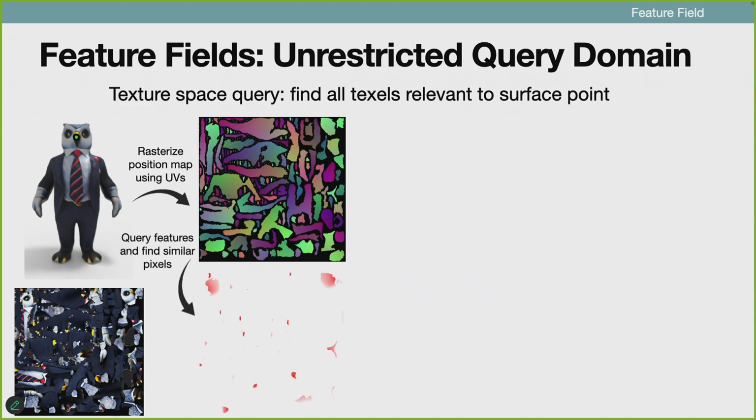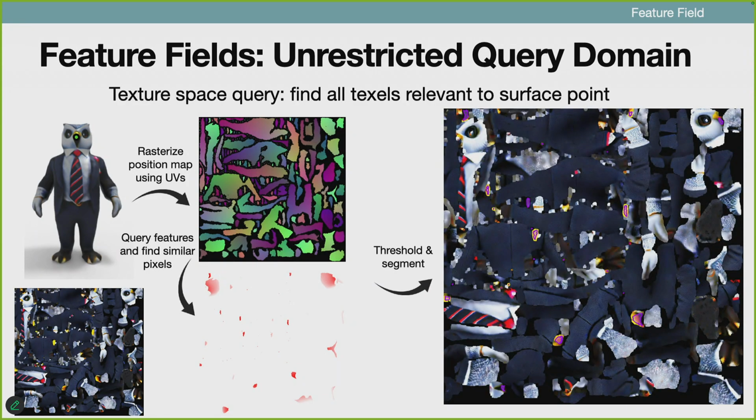Query the feature field with those rasterized position map features to get back a feature map, which I haven't visualized here, and then run some sort of feature similarity check between the point queried on the beak and all the features we've just rasterized in our UV space. And from here, we can just threshold and segment. It's a little hard to see, but from there, you can see the parts of the texture image that are outlined in purple that represent all the textures that actually go on that beak.